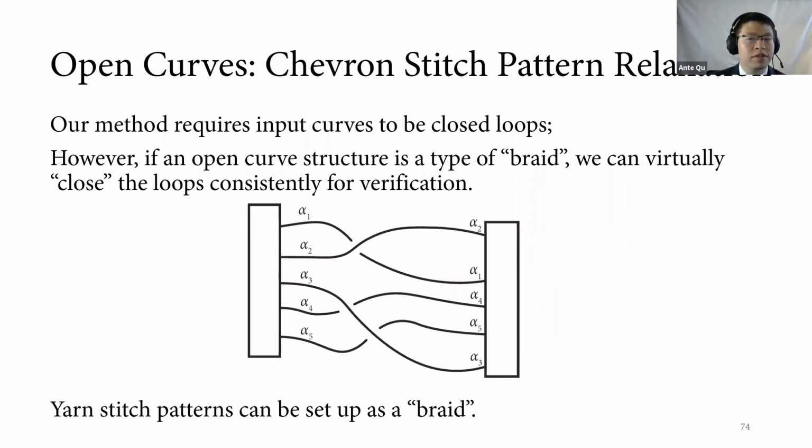Our examples so far required our models to have only closed curves. However, if an open curve structure is a type of braid, we can also verify them by virtually closing the loops. A braid consists of 2 rigid bars with curves attached between them. In this example, we set up a chevron stitch pattern as a braid and verify its relaxation.